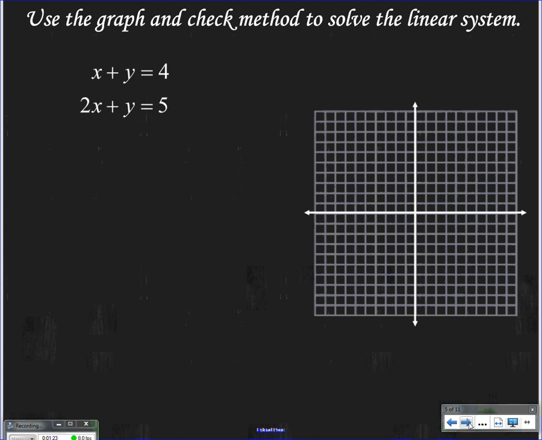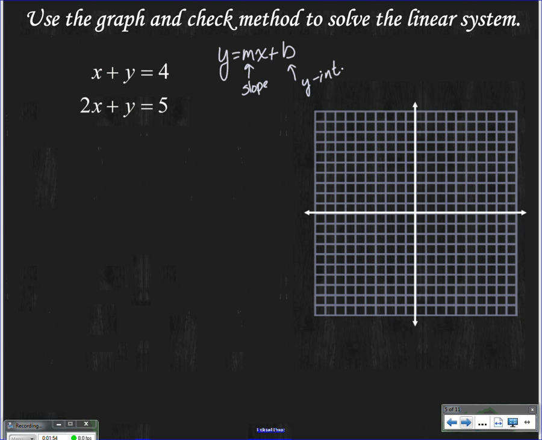Our directions say use the graph and check method to solve the linear system. So we are going to graph these. In order to graph a line, we are going to use slope-intercept form. Slope-intercept form says y equals mx plus b, where m is my slope and b is my y-intercept. You guys all know that. Just a little quick review.